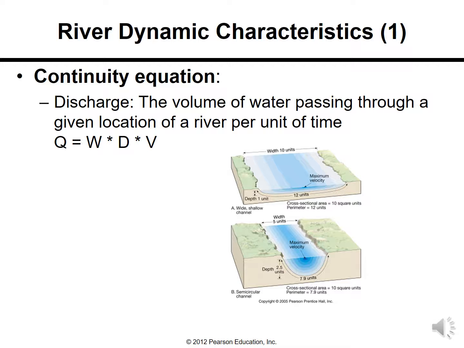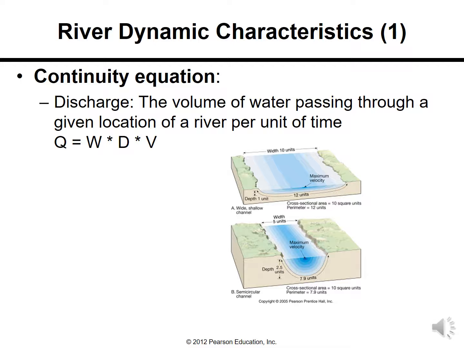River dynamic characteristics. We need to talk about some river dynamics. The discharge, you may have heard about this word, especially when it comes to groundwater, hydrogeology, or water resources. People talk about discharge. So what is the meaning of discharge? The volume of water passing through a given location of a river per unit time. Q is the discharge, W is width, D is the depth, and V is for velocity.